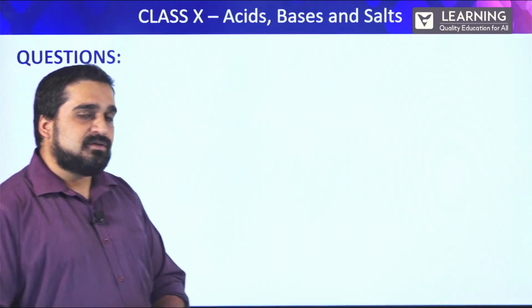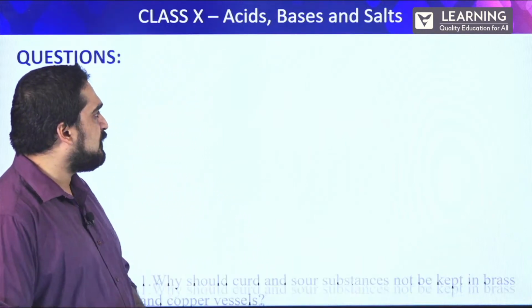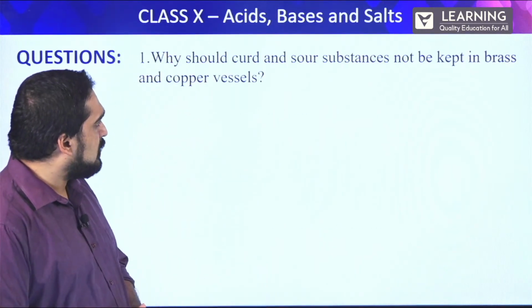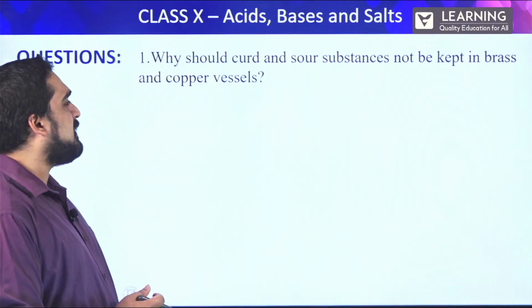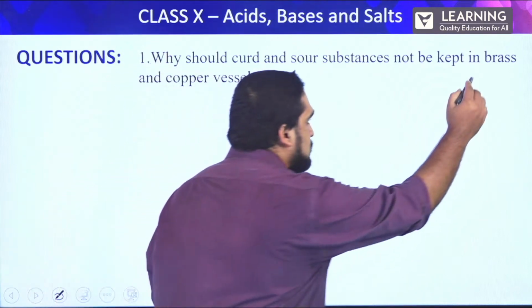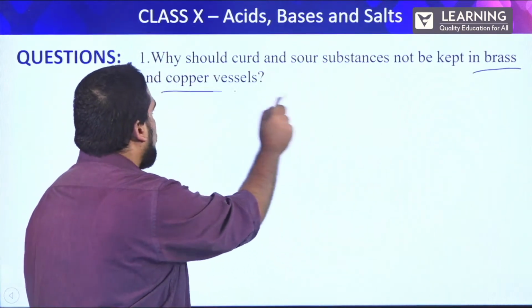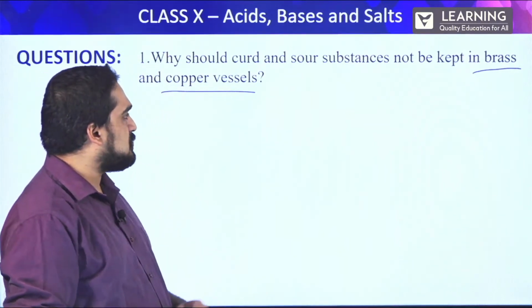Now let us look into these questions. These questions are also from your NCERT textbook. The first question is, why should curd and sour substances not be kept in brass and copper vessels? Brass and copper vessels, meaning metals. Okay, so these are metals usually.